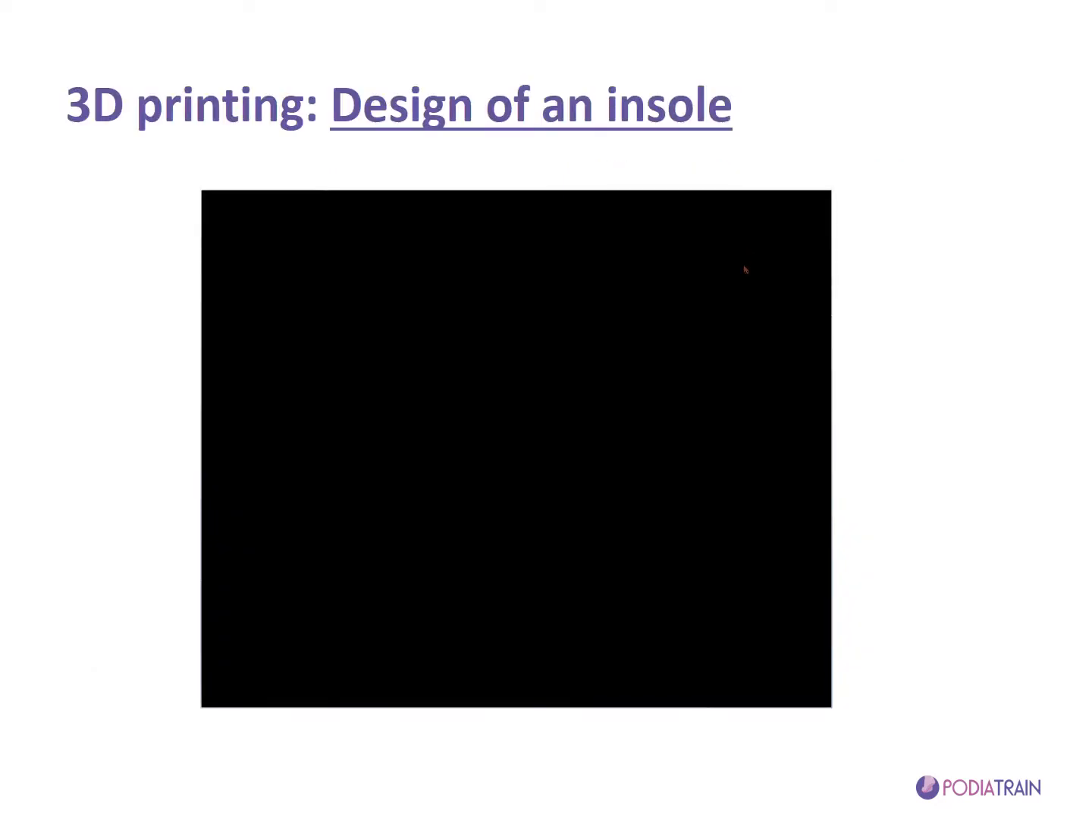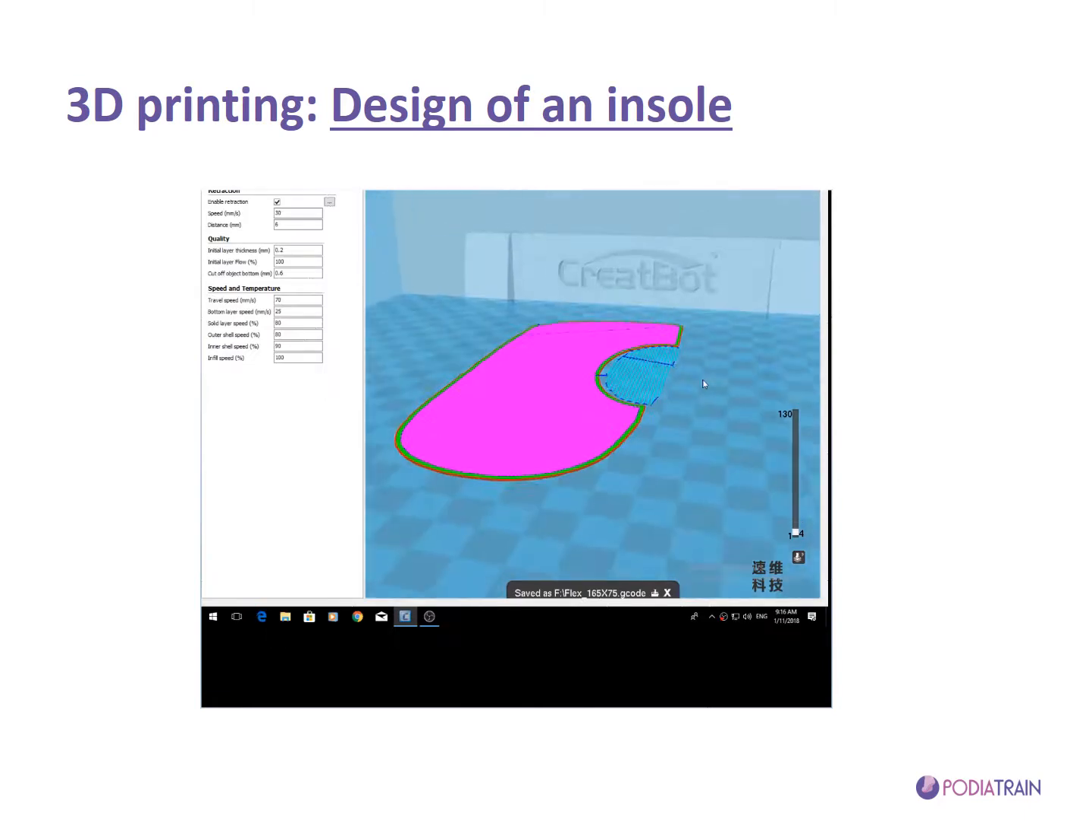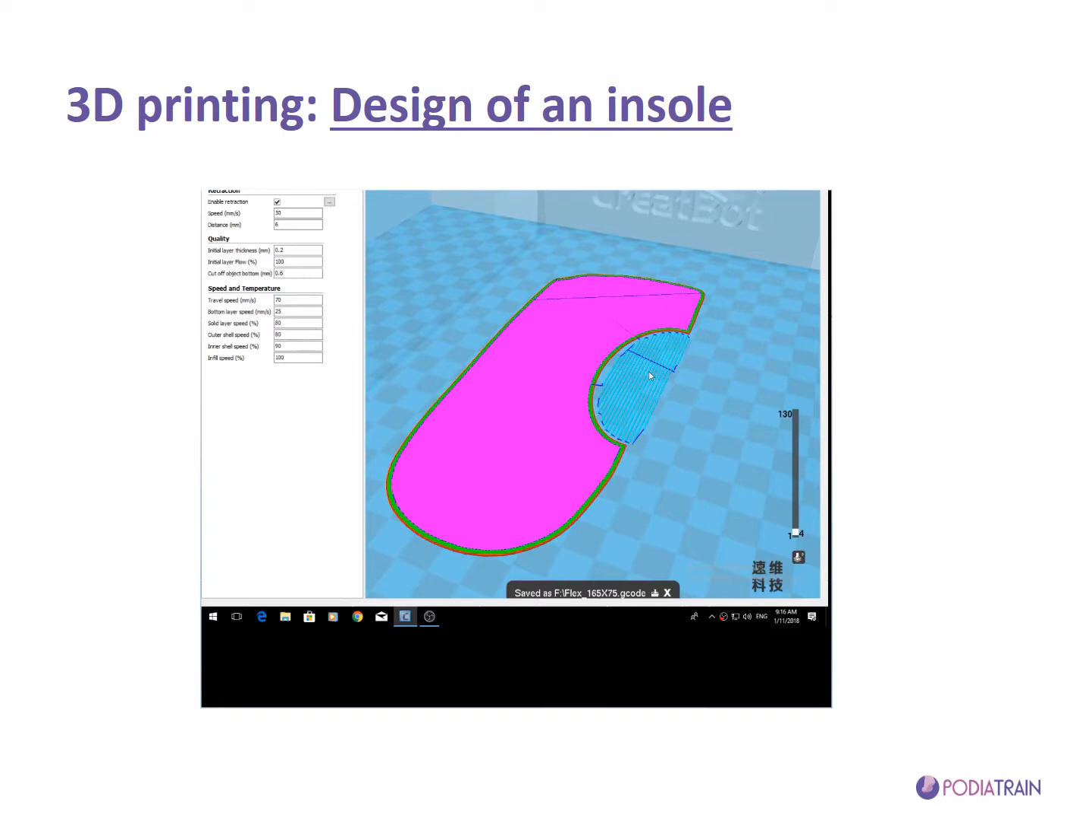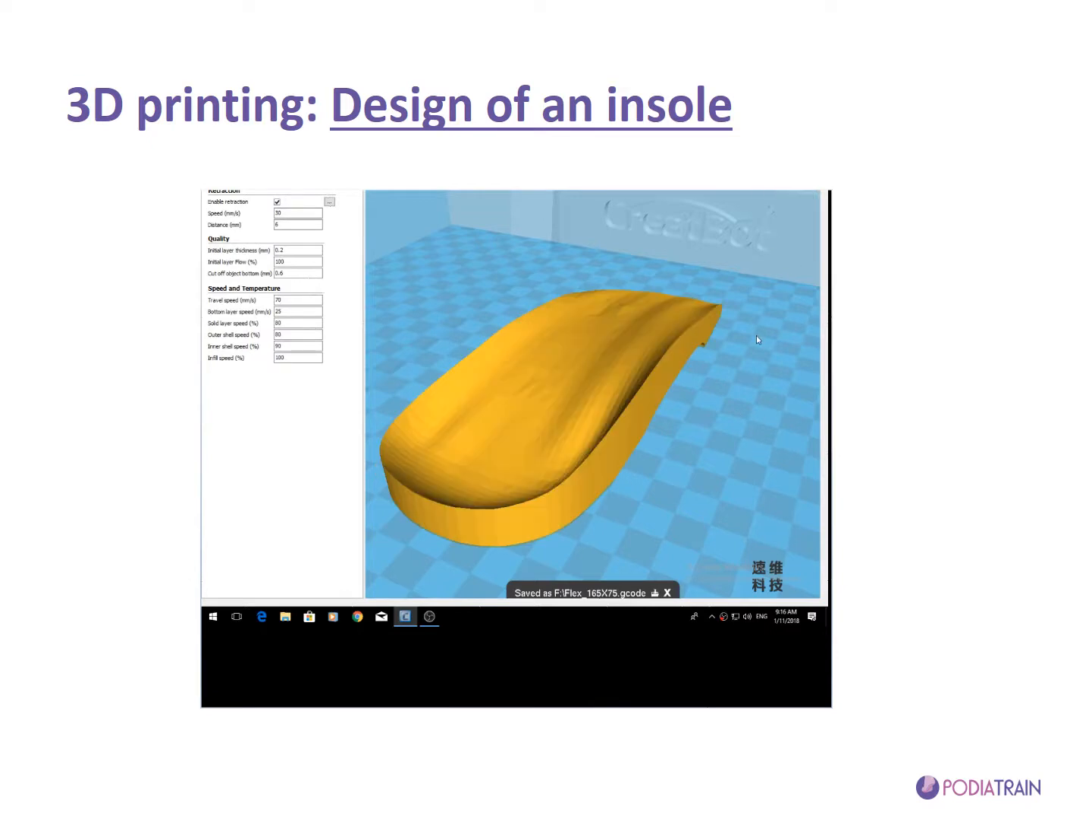Before printing the 3D object, again referring to the insole in this case, this is put into what is known as slicing software, and the slicing software will allow us to control how the insole is printed.